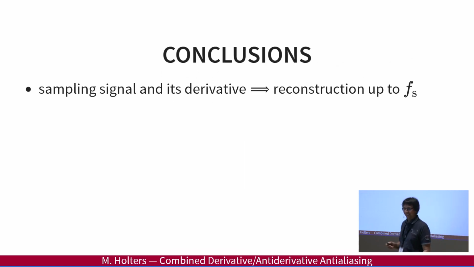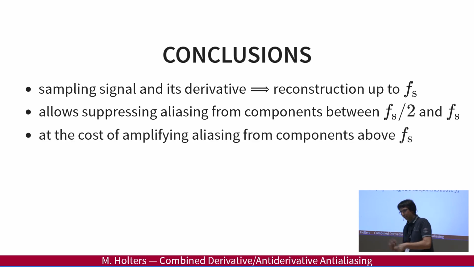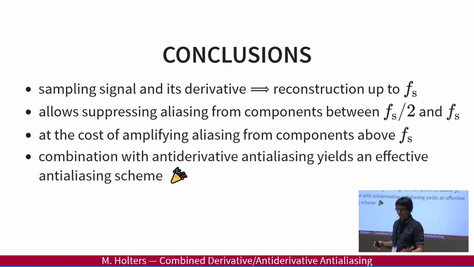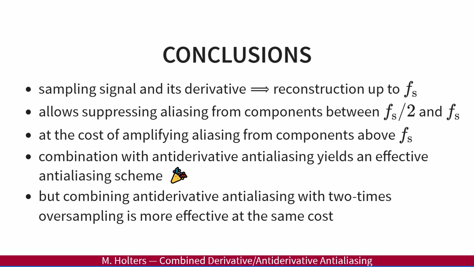To expand a little bit, we've seen that from the signal and its derivative, we can reconstruct perfectly up to the sampling rate instead of half the sampling rate, and putting that into perspective from the anti-aliasing point of view, that allows us to suppress any components stemming from the signal between half the sampling rate and the sampling rate, at the cost of amplifying components from even above the sampling rate. And if we combine that with antiderivative anti-aliasing, we get an effective anti-aliasing scheme, which is good, but yeah, well, antiderivative aliasing with 2 times oversampling is more effective still at the same cost.